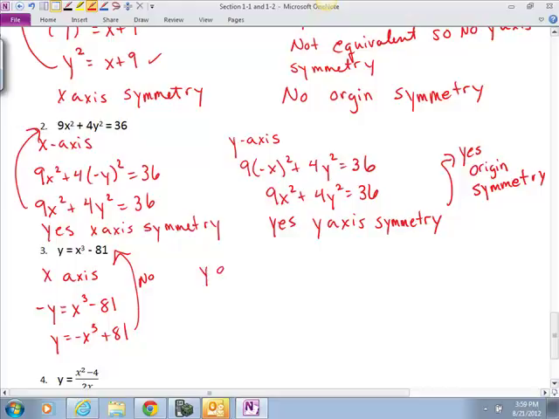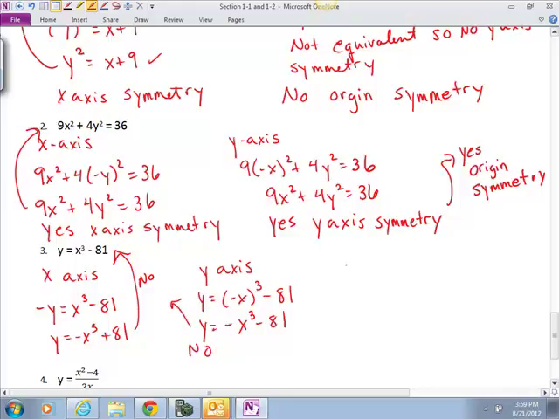If you try y-axis, you'll put negative x in. So you'll get y is equal to negative x cubed minus 81, and when you cube a negative, you retain the negative, so it's negative x cubed minus 81. That's how it simplifies, which is also a no. It's not equivalent because it's not just x cubed.